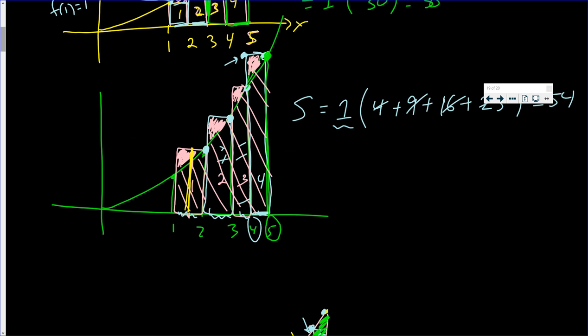Okay, so now I've been counting everything in here. That's an overestimate. I've been also counting this. So I'm counting all of this when I just went from 1 to 2. So I have an overestimate of what's in blue. That's the overestimate.